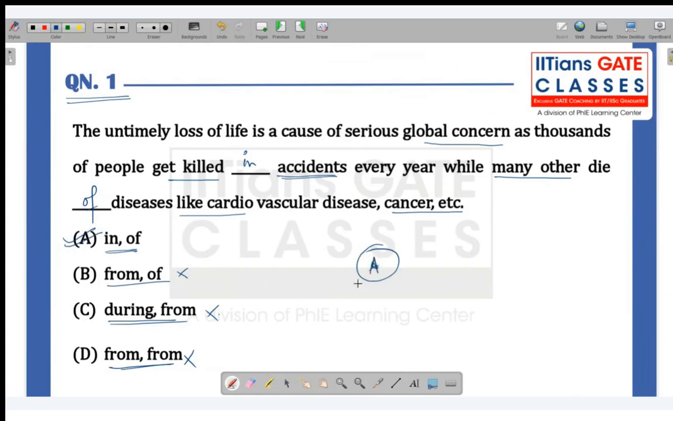This is very easy, and I think in 10 to 20 seconds you can answer this question just by reading it.